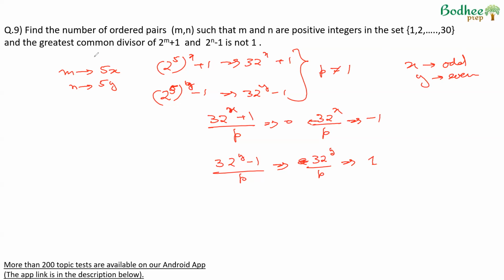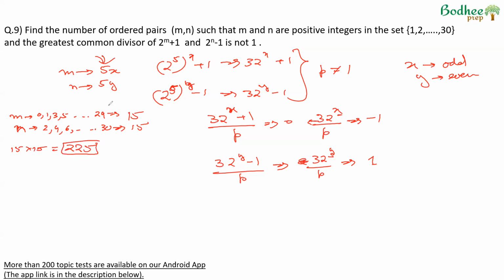Now x is odd, y is even, and we can have multiples here. So basically the deciding factor will be the power of 2 here, and that is all that is needed. So m could take values which are odd, say 1, 3, 5, 7, 9 up to 29. In the set of 1 to 30, that will be 15 values. These can be combined with values of n, which are even: 2, 4, 6, 8, 10, and so on up till 30. And therefore, from here, we'll get 15 times 15, which is 225 pairs.